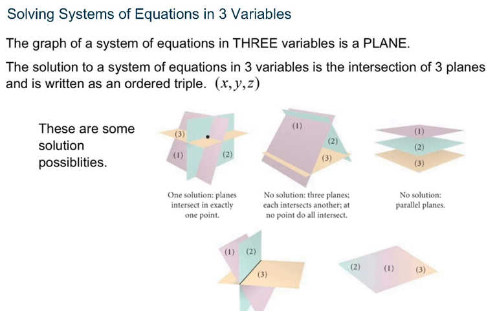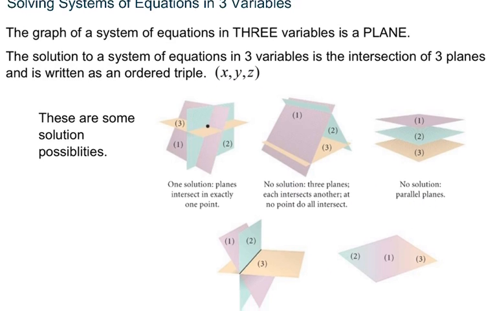So the solution to a system of equations in three variables is the intersection of three planes, and it's written as an ordered triple, x, y, z. Now, most of the time, and for what purposes you'll see in this class, you're going to get a point, a specific solution, one unique solution, that ordered triple. But we can have other types of solutions.